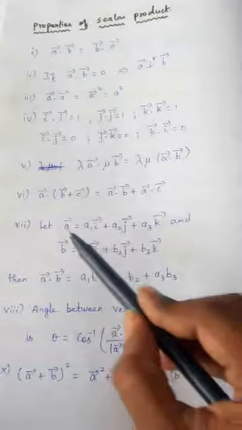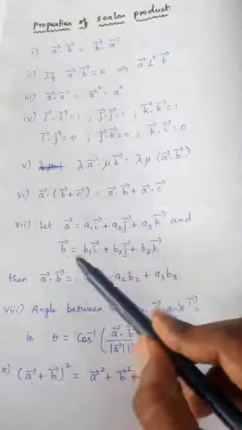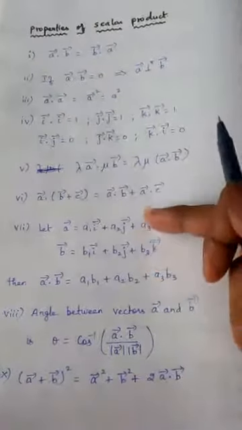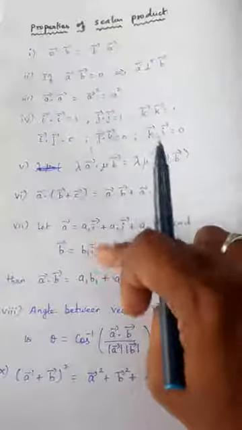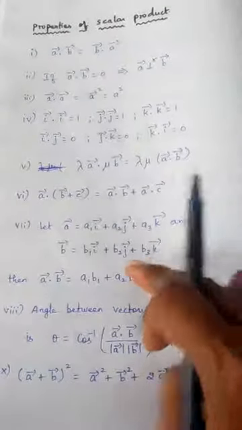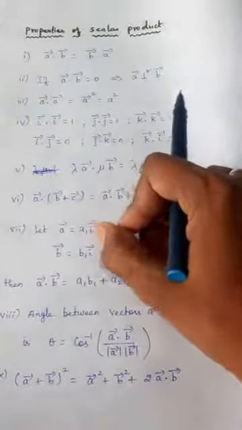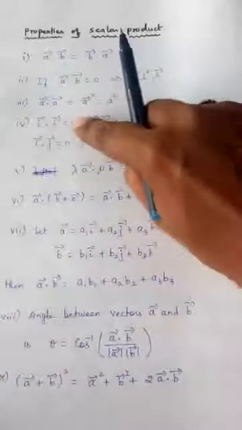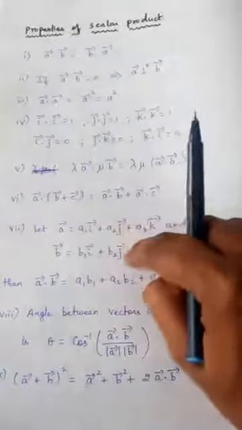Similarly, property 7, if A vector is resolved in 3 dimensions and written as A1i plus A2j plus A3k, and B vector is written as B1i plus B2j plus B3k, then how to find the dot product when the two vectors are given? This is A vector, this is B vector. This is an important property which we will apply in all the problems. For A vector dot B vector, we have to combine the i coefficients. I vector dot I vector, what is the answer? 1. So we just multiply A1 B1, then we combine j with j.